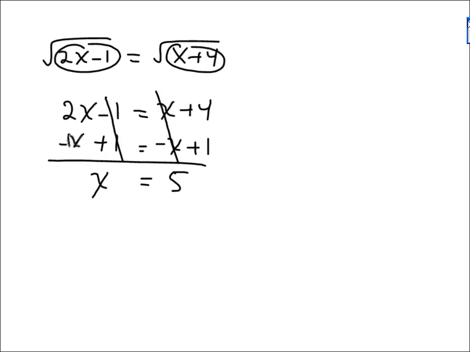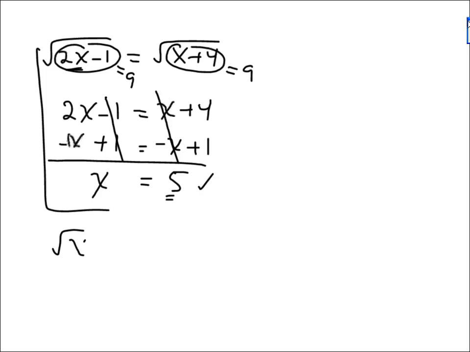Now remember, that may or may not be an answer. What's under the square root signs must be positive. 5 plus 4 is 9. That's positive. You want to do it here? Remember, x is 5. 2 times 5 is 10. Take away 1 is 9. Okay, the square root of 9 equals the square root of 9. So this answer survived because it made what's underneath the square root sign either 0 or positive, not negative. So we keep that answer.